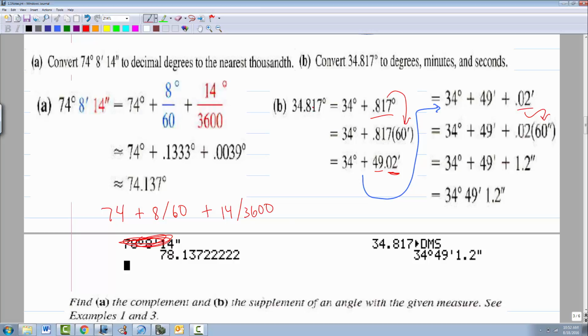Then this other question, fine. There is a thing called a DMS button. I could type that decimal, find the DMS button, and then it does give me the answer. But I'd rather you know where it's coming from and not have to worry about where those buttons are. You make the call on that.